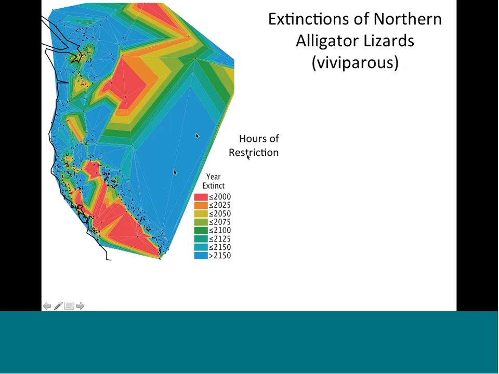This is a lizard to the north in Northern California called the alligator lizard. It's the northern alligator lizard, which, as indicated on this slide, is viviparous. It gives birth to live young.